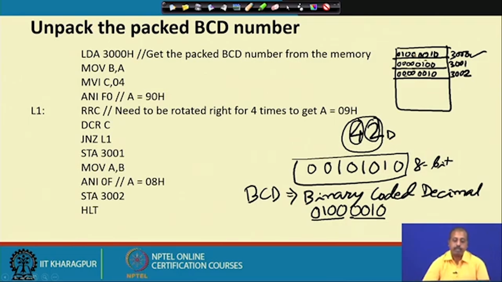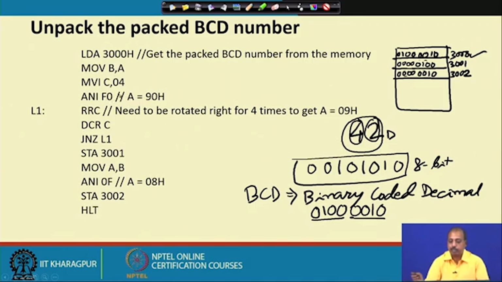First we get the number into the accumulator. So, LDA 3000 hex will get the packed BCD number from memory into the accumulator. Then we store the number in the B register, so MOV B, A saves this value of the A register into the B register. Then C is made equal to 4, and then we AND immediate with F0 hex.